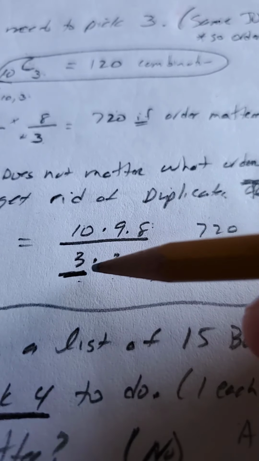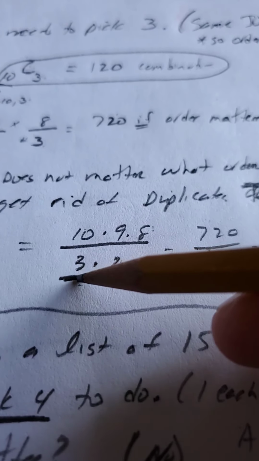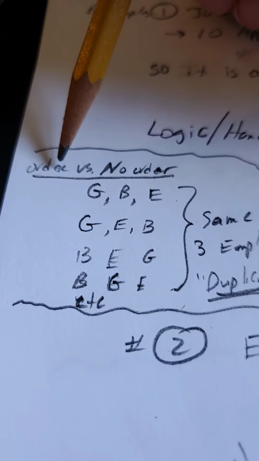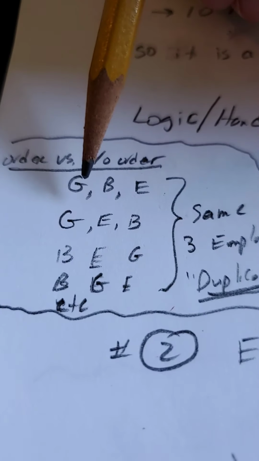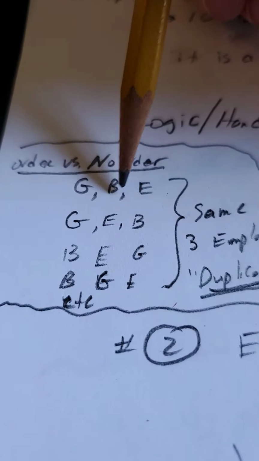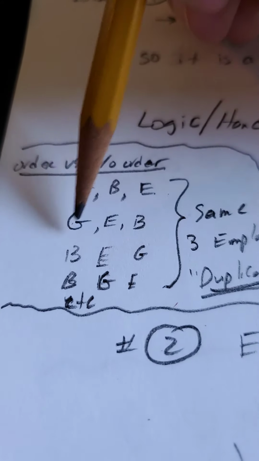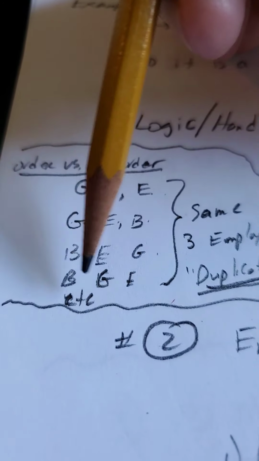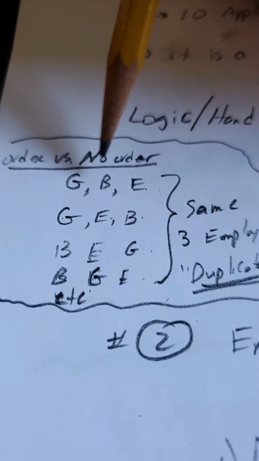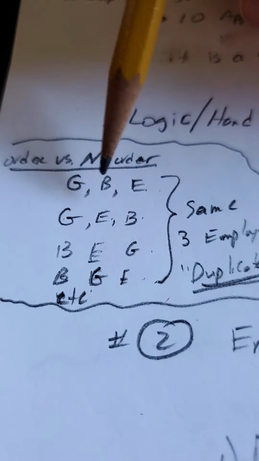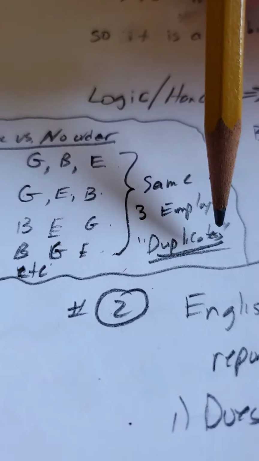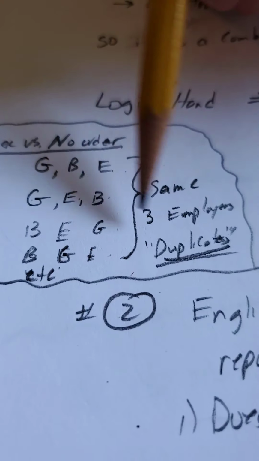Since order doesn't matter, I get rid of the duplicates by dividing by 3, 2, 1. Okay? And the logic of this is, I put over here order versus no order. If I picked Grace, then Bryce, then Ethan, and then Grace, Ethan, Bryce, and then Bryce, Ethan, Grace, and then Bryce, Grace, Ethan, etc., that's a lot of different orders of picking people, but they're still the same 3 employees. Okay, they're still the same 3.